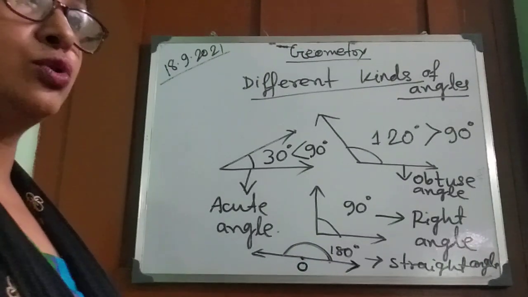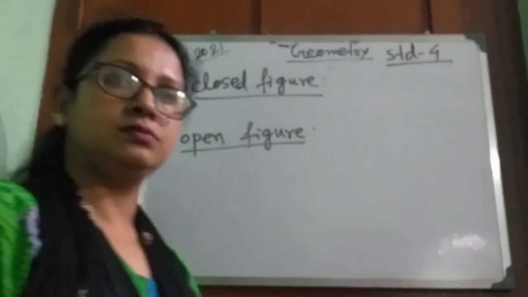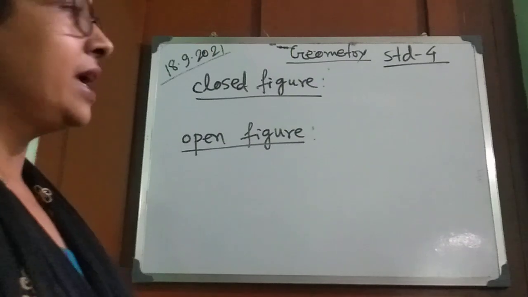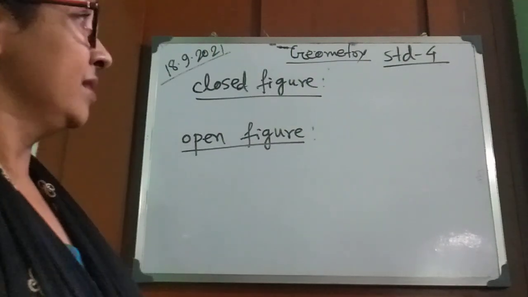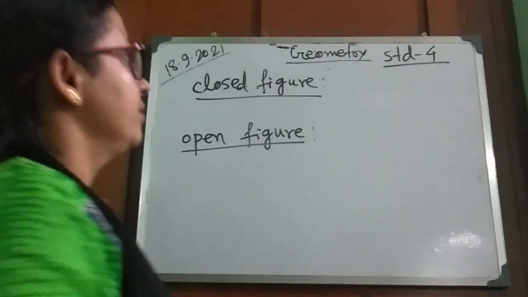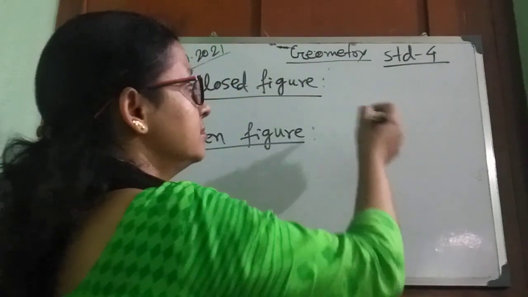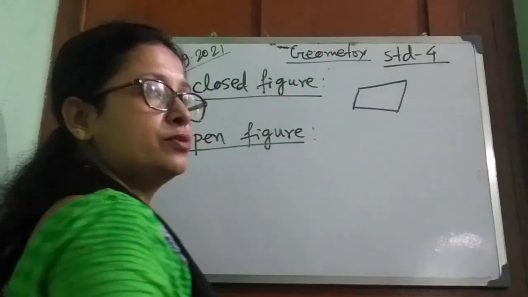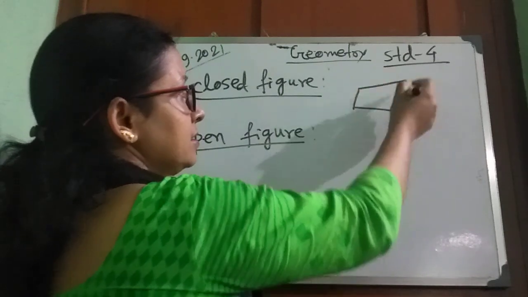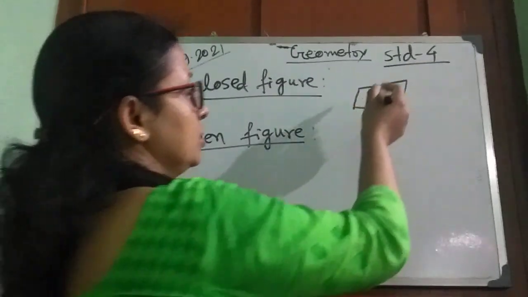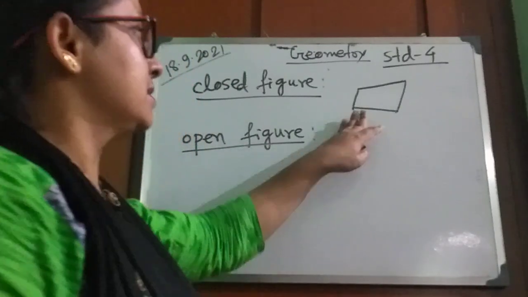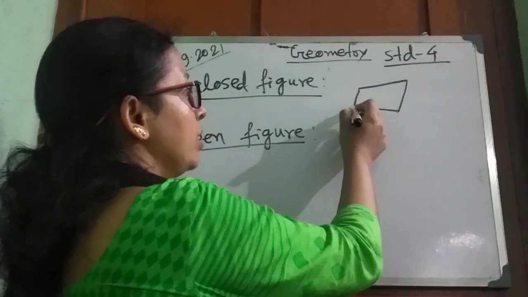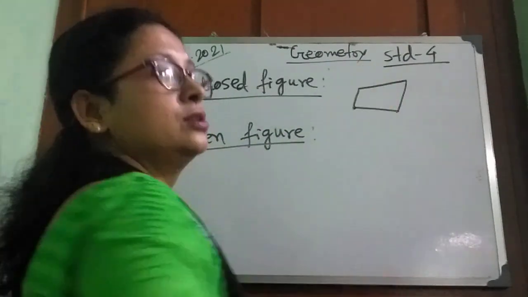Next I will say about closed figure and open figure. Now, closed figure means any figure closely bounded by line segments or any curved line. This is one closed figure. See, it is closed by different line segments. So there is no opening place, because here the initial and final point meet at one point. That's why we are getting the closed figure.